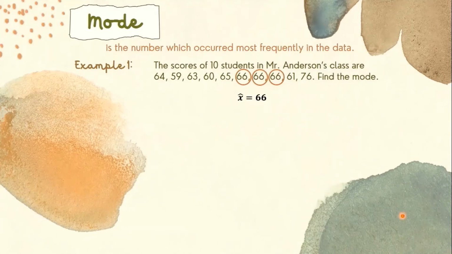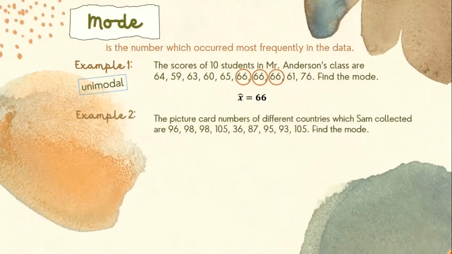This word problem and set of data is what we call unimodal, meaning we only have one mode for this set of data. Uni means one. Another word problem, find the mode for this set of data. Since sa set of data na ito, medyo magulo siya, we can arrange it in either increasing or decreasing order para mas makita natin yung mode ng mas mabilis.